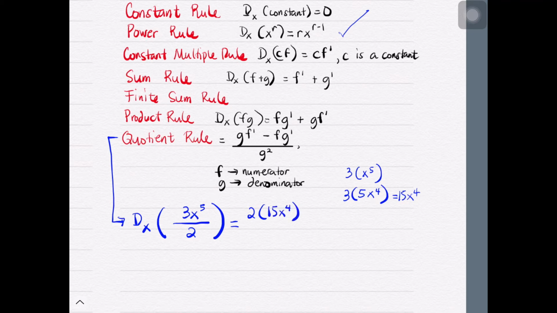This time, we have to subtract the product of our numerator 3x to the power of 5 and the derivative of our denominator 2. Observe that our denominator is a constant, therefore its derivative would be 0.